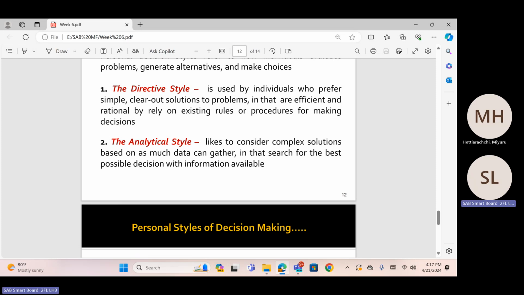Things mentioned in the first one are very similar to the things mentioned in the classical or rational model. Therefore, this directive style can be easily applied in making routine decisions, program decisions or operational decisions. The similar things mentioned in the classical decision-making model can be seen here. The other 3 should be used in making non-routine decisions or very complex decisions. I'll explain the things mentioned there.